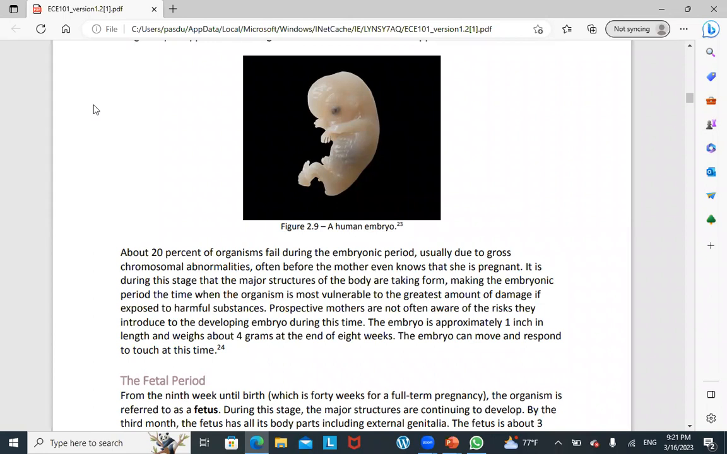But the problem is the mother doesn't know that she is pregnant at this stage. So she may continue the way that she leads her life. So sometimes her habits, bad habits, or her practices might become fatal to the child. The mother doesn't know that she is pregnant, because this is the third week. How long does a mother take to get to know that she is pregnant?